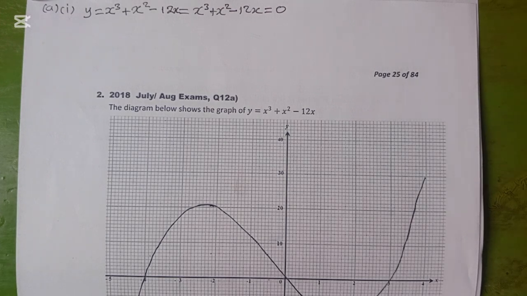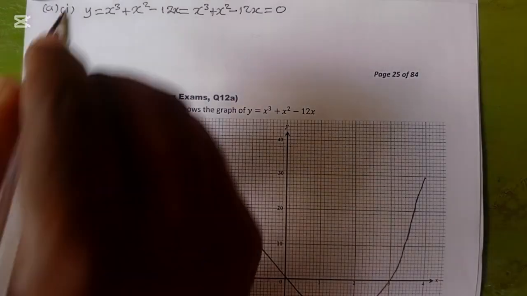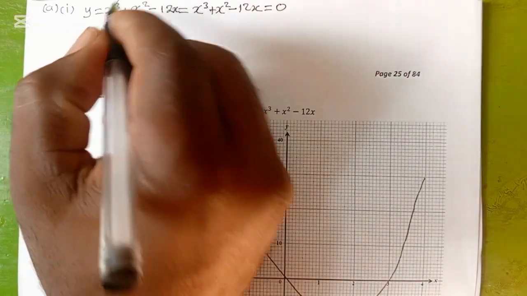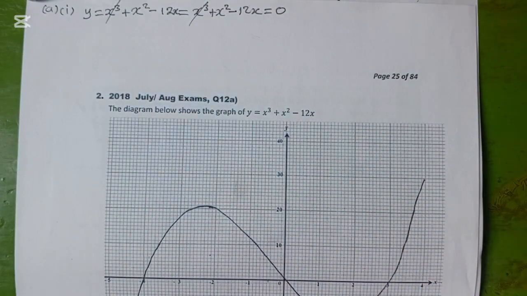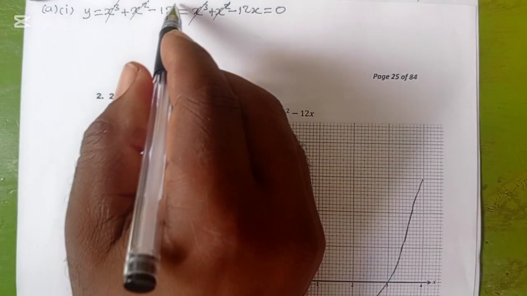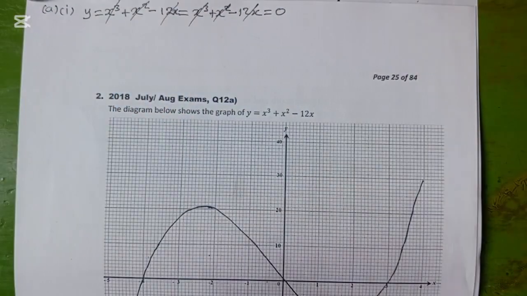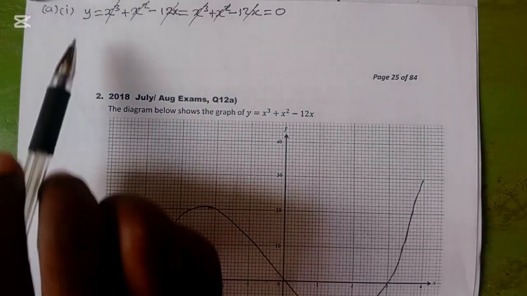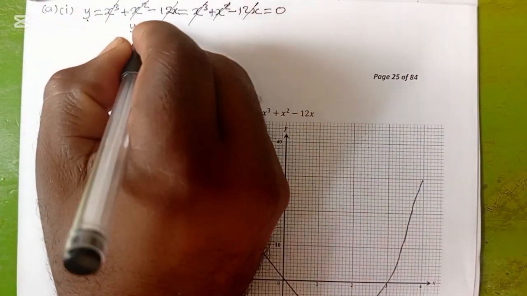same terms. So x to the power 3 and this x to the power 3, they are the same. x to the power 2 and x to the power 2, they are the same. 12x, 12x, they are the same. So what do we remain with? We remain with y is equal to 0.